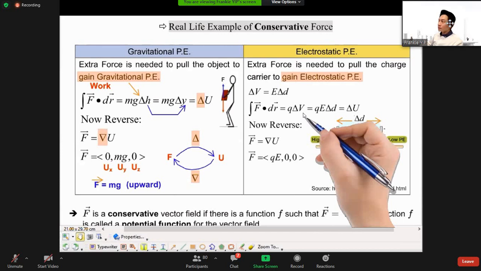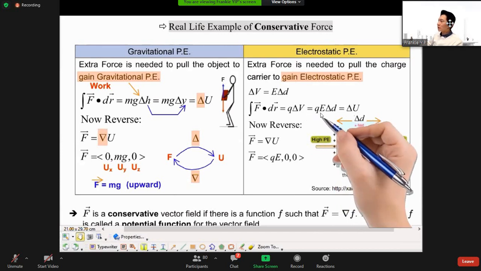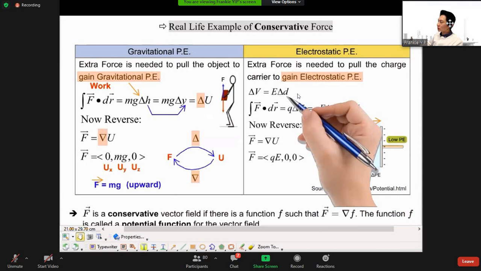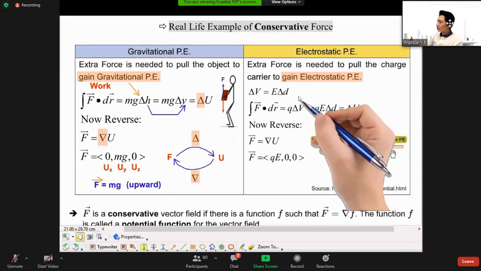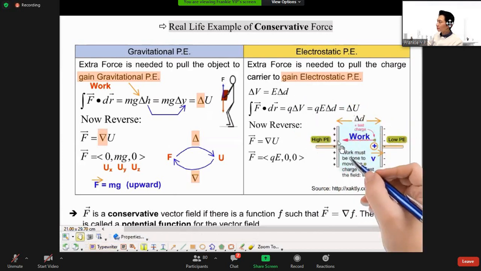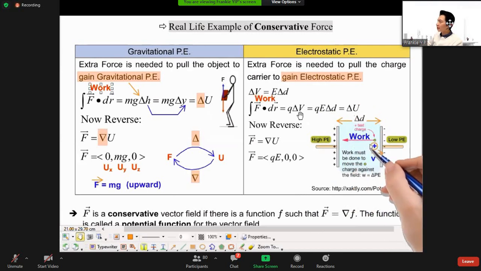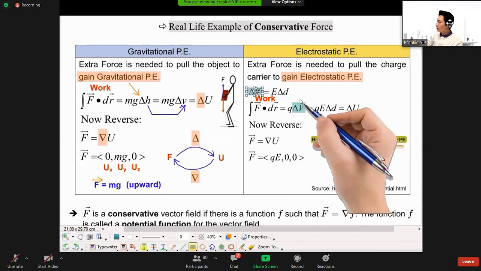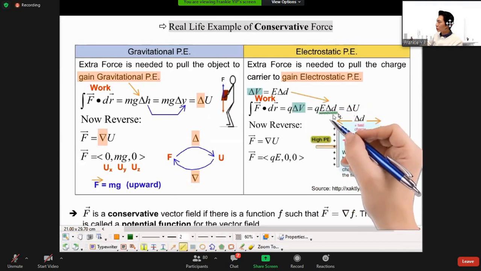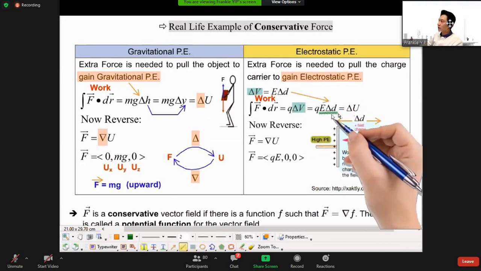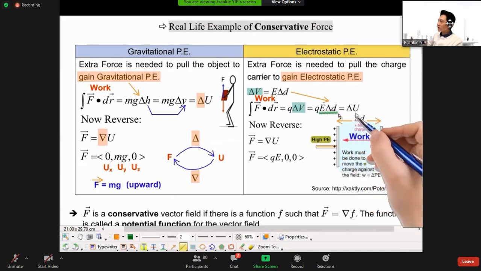Got it? And which is equal to Q times the, because just now I substituted this formula over here. Because we are going to do the work, we need to substitute this formula into here to replace the delta V. And once again, I call it the delta U, the total energy.